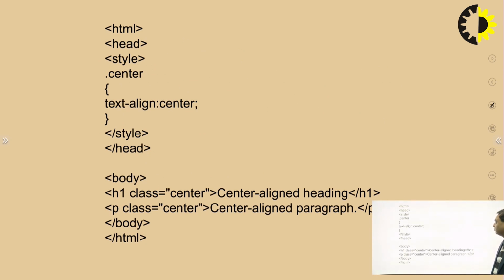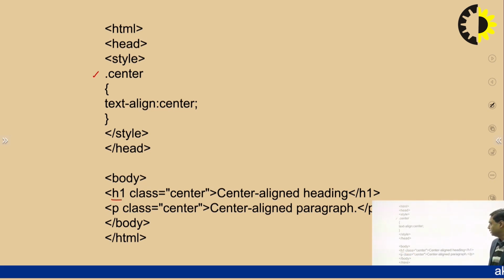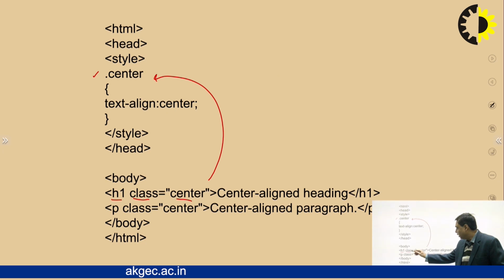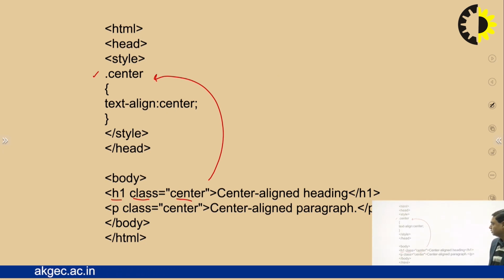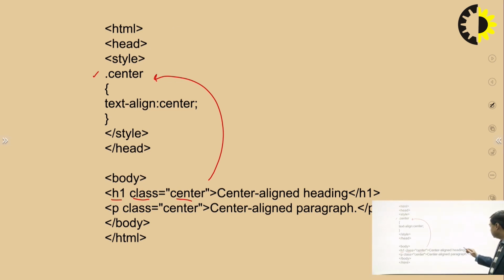Next, we are using this class in an example. Here you can see a class is defined and text-align equal to center. Now I want to use this class selector in my HTML element. For example, I want to use it in the h1 element. Then we use the class attribute and give the name of the class. The name of the class is already defined. It is center. And this class attribute is part of the h1 element. So class equal to center, and this text will be affected. It will be center aligned.